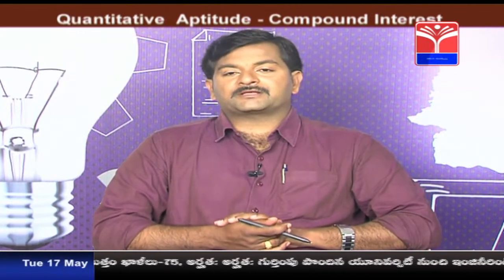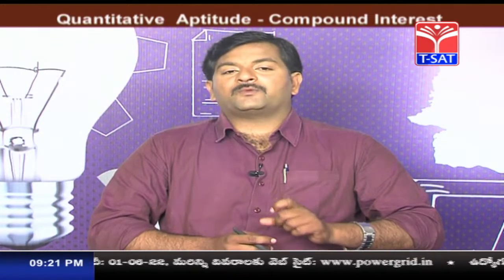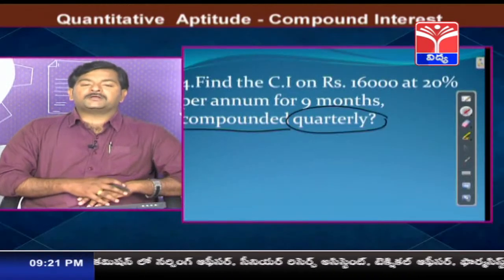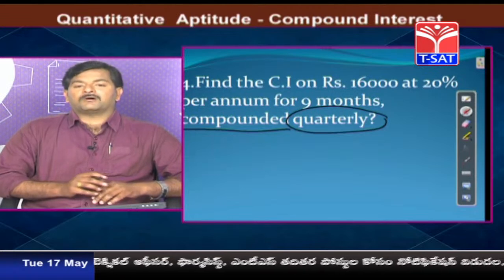At what rate of interest? 20% rate of interest. He borrowed that amount for how many months? For only 9 months. But is the interest compounded annually? No. Interest is compounded only quarterly. In this question, since the amount is compounded quarterly, the rate of interest also should be for a quarter.